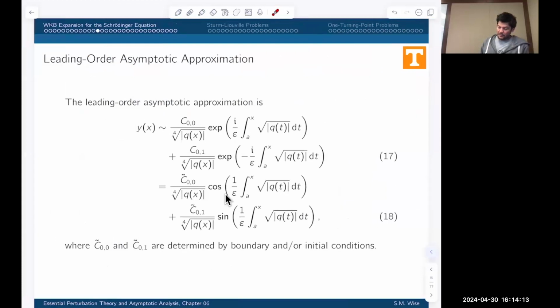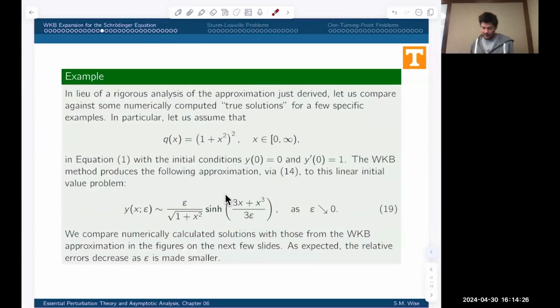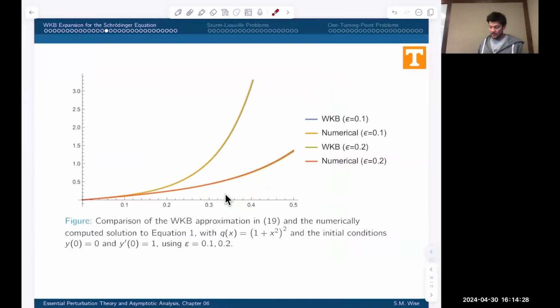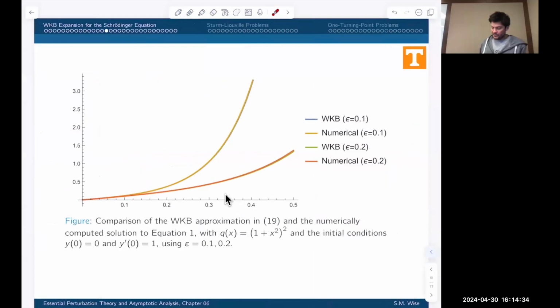We showed or argued that in this case, our WKB approximations were sines and cosines essentially. All right, then we did a couple of examples. This is just by way of review since we missed last class. Again, the solutions here don't look like the solutions that we encountered when we were talking about boundary layer phenomena. That's one of the important takeaways.